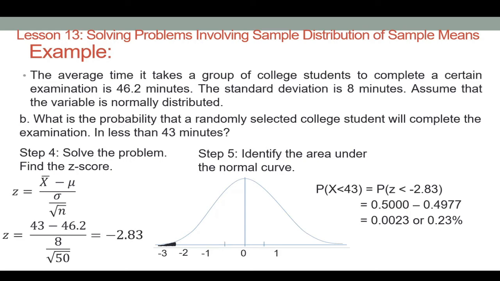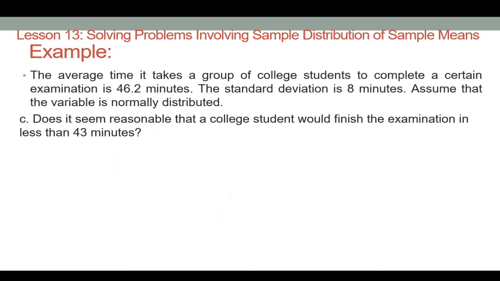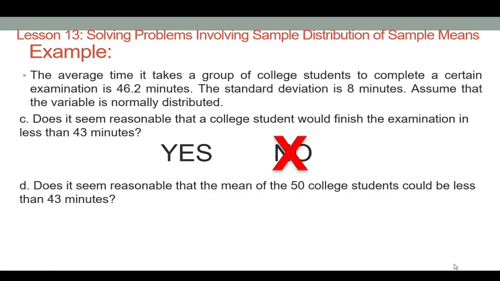Kuha ba? Okay, good. Now, does it seem reasonable that a college student would finish the examination in less than 43 minutes? Again, our probability is 34.46. So, it may be low, but what? It has a chance. Bakit? 34.46 is not that high, pero it still has a chance. Ibig sabihin, out of 100, may 34 ka. Or roughly around 35.